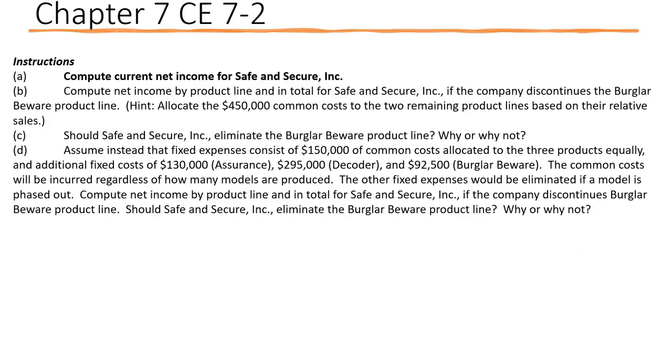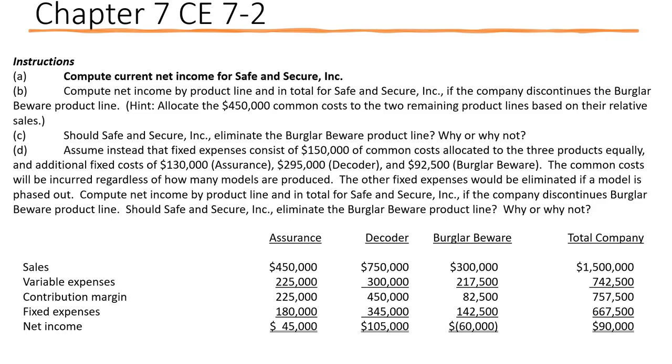So we've got a number of steps to take. First, we're going to compute the current net income for Safe and Secure. What all that entails is taking those income statements by product that we just looked at and adding them together. So sales, the 450, the 750, the 300 become $1,500,000 for the total company. We do that for each line, calculate net income for the company, $90,000.